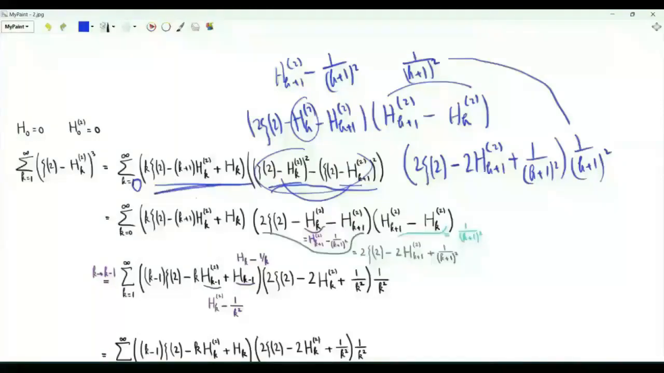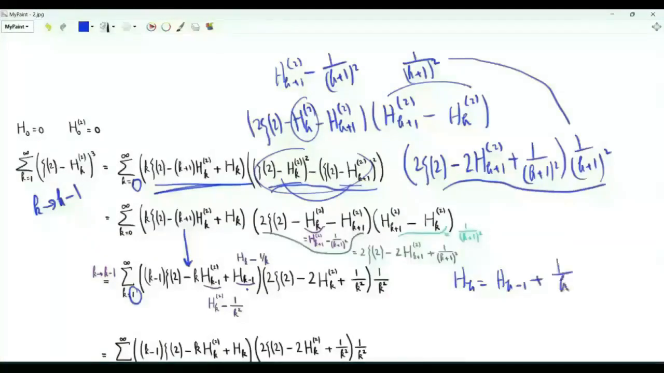We can start the sum from 0 because this part is 0 when k is 0. Now change k to k minus 1. Every k plus 1 here becomes k. We also modify this bracket and start the sum at 1. We make the harmonic number and the generalized harmonic number of order 2 functions of k rather than functions of k minus 1, using H_k equal to H_{k-1} plus 1 over k. For the second order harmonic number, this 1 over k becomes 1 over k squared.